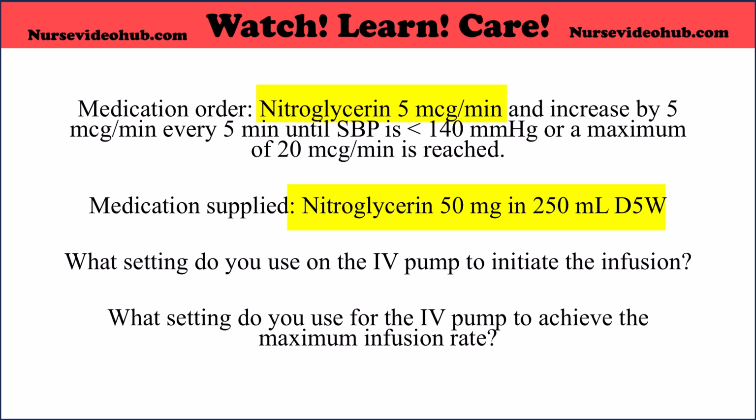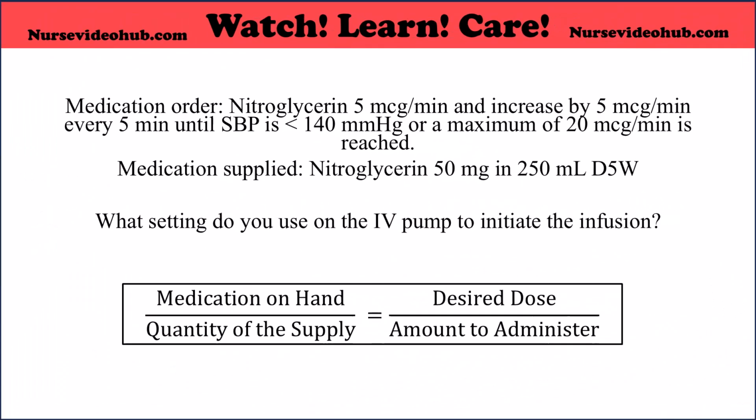What setting do you use on the IV pump to initiate the infusion? And what setting do you use on the IV pump to achieve the maximum infusion rate? The prescribed dose is 5 micrograms per minute, but the supplied medication is in milligrams, 50 milligrams in 250 milliliters of D5W. You need to convert the desired dose from micrograms to milligrams.